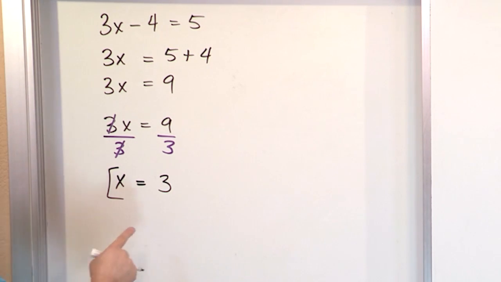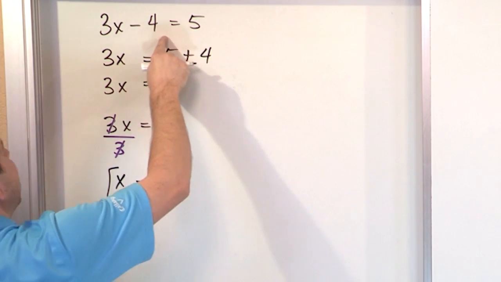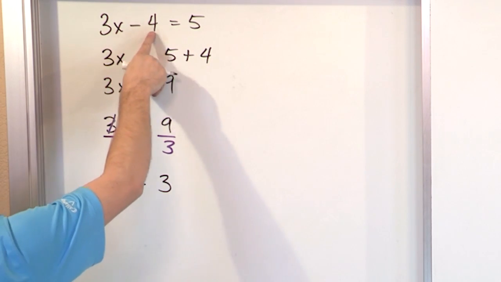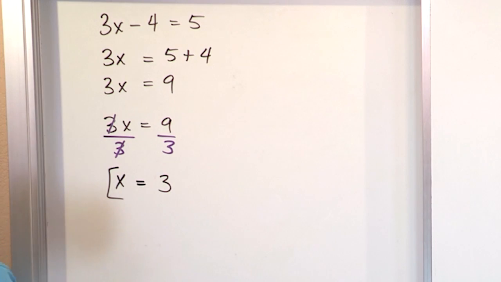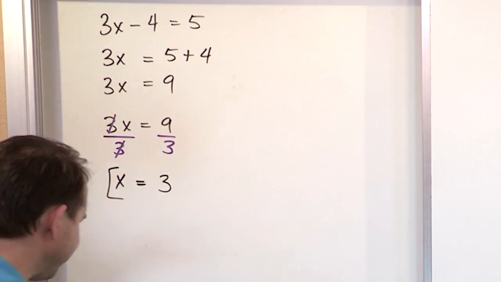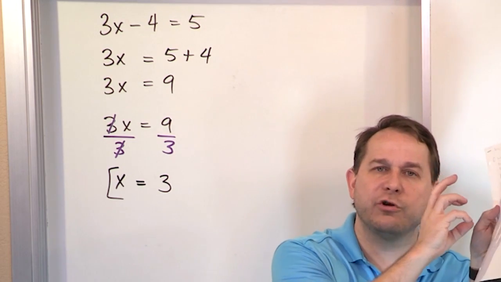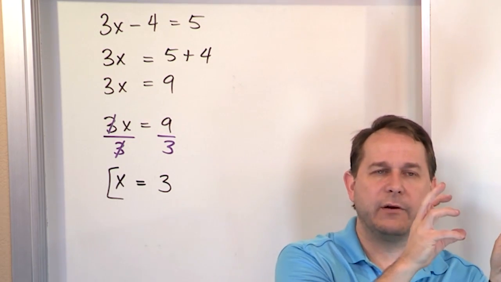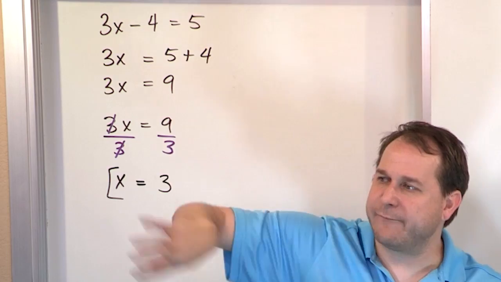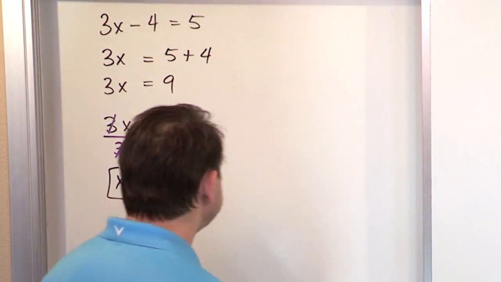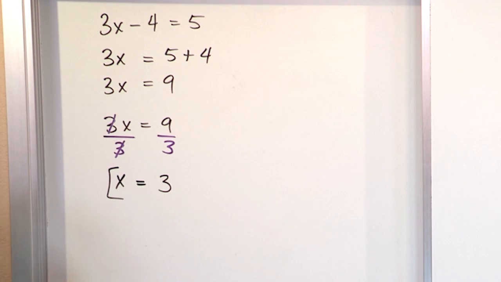Now, if you want to check it, you just take the 3 for x that we found and stick it in here. 3 times 3 is 9. 9 minus 4 does equal 5, so it is the correct solution. Now, every one of these problems is going to be done the same way. We're going to have some term with a variable, x or y or whatever, and some other stuff, and we're going to move everything to the right and get the variable by itself, usually by multiplication or division at the very last step.